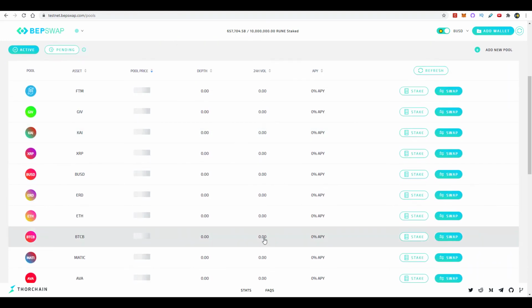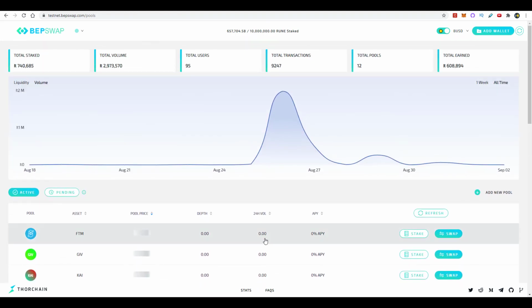Even though you can't see the APYs here, the APY for Binance Coin was about 90%. I was able to participate in that until they recently closed the cap. And at the top here, you can see that they've staked a total of 740,000 and they've earned over 60,000 in rewards with just being live for a few days.